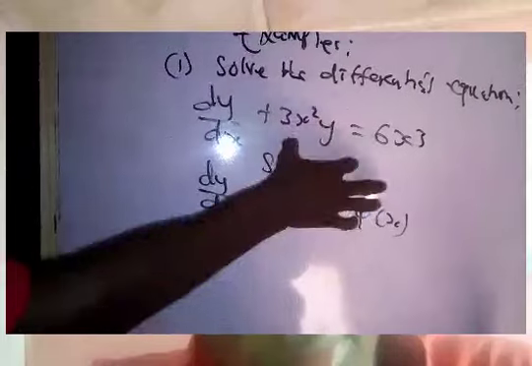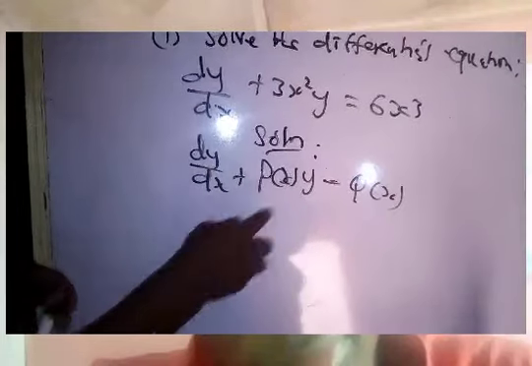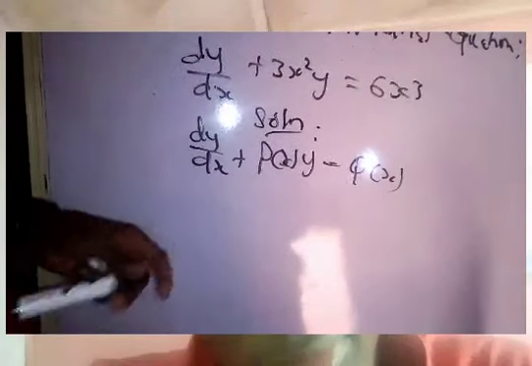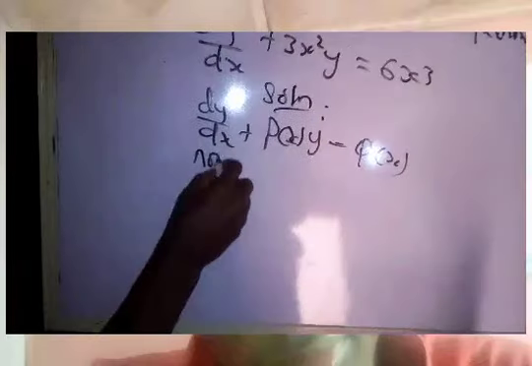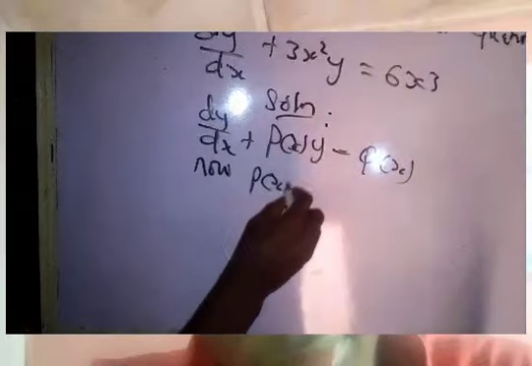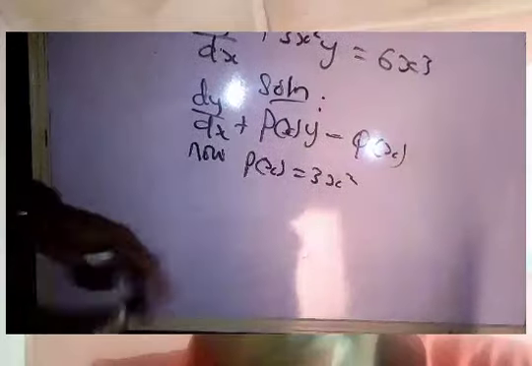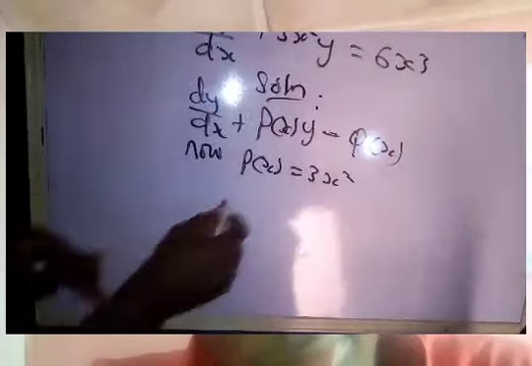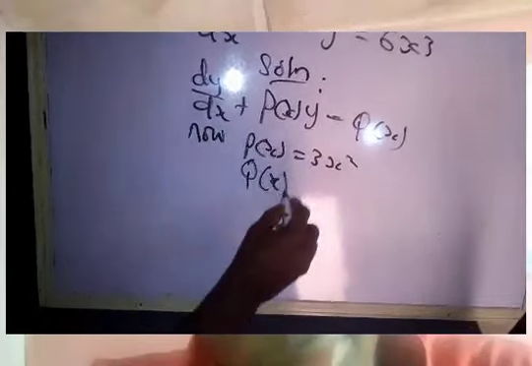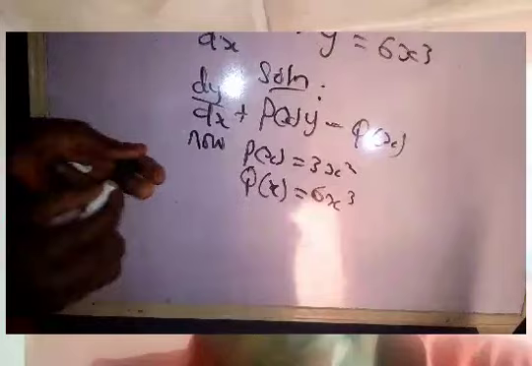Now if you compare this equation with this, you can see clearly that it's a first order linear differential equation. Our P here, which is a function of x, is this term, and our Q here, which is also a function of x, is this term. Our P of x is 3x squared, which is the coefficient of y here. Our Q of x is also a function of x, which is 6x cubed.